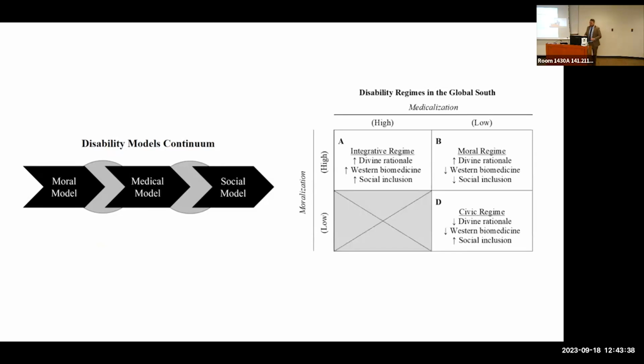So co-authors and I argue that disability regimes in the, It's not your fault. It's not my fault, okay. But can I move? But can you move it? Yeah. Yeah, I don't know.